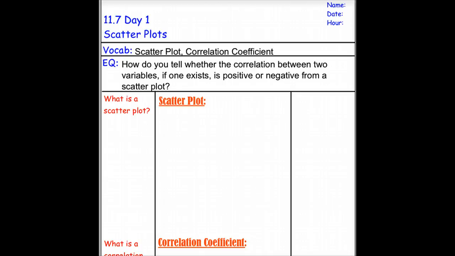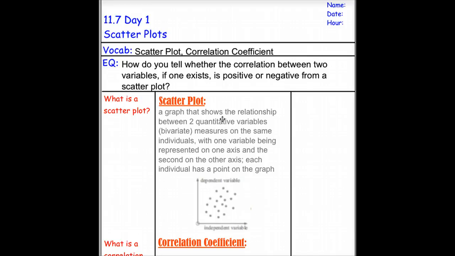Now, the first thing we want to talk about is, what is a scatter plot? A scatter plot is a graph that shows the relationship between two quantitative variables, or bivariates, measured on the same individuals, with one variable represented on one axis and the second on the other. Each individual has a point on the graph. So you might look at the correlation between height and weight of different people, where each dot represents each person.